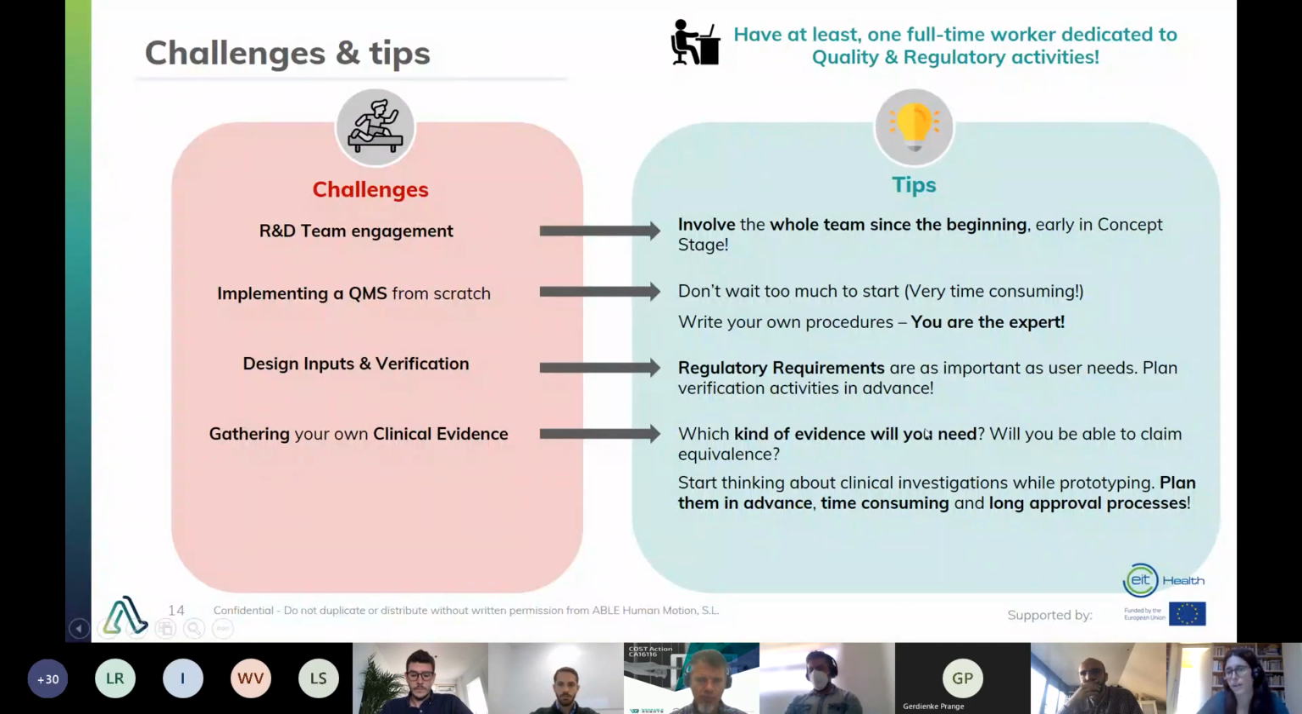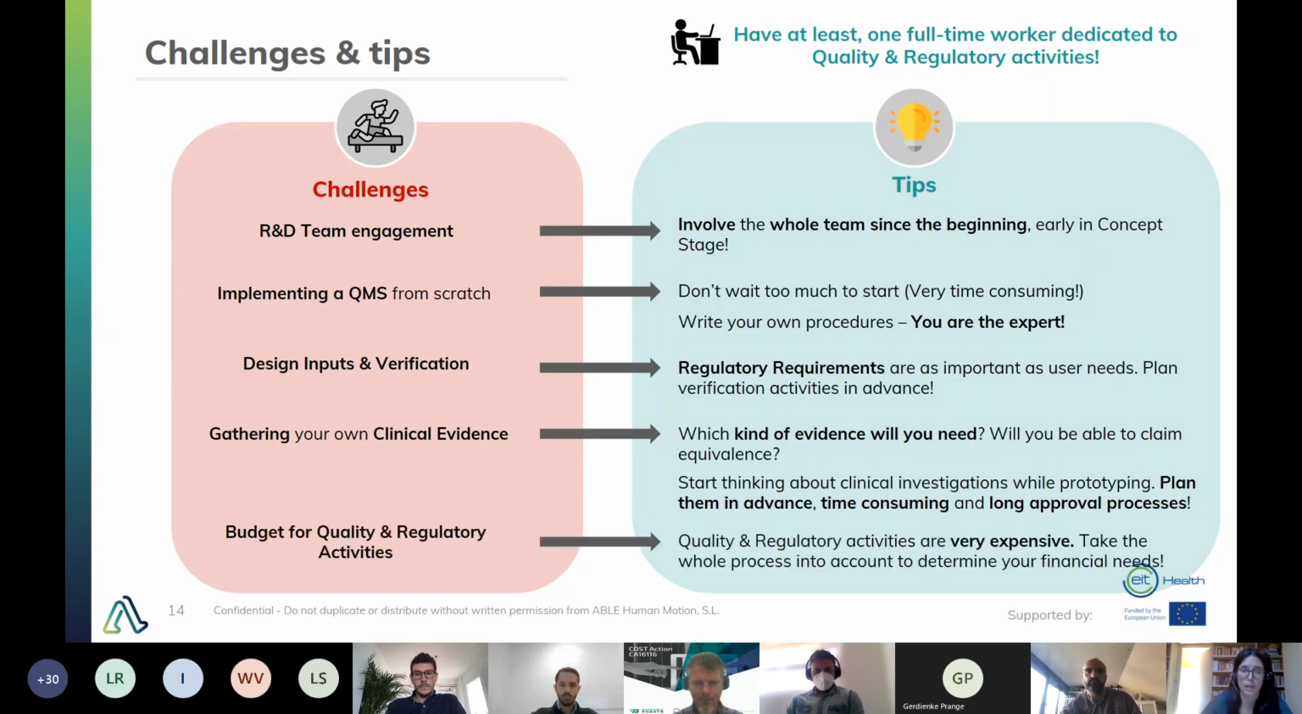And it's important that you have in mind which evidence you will need. And regarding clinical investigations, if you need them, plan them in advance. The approval process is long. It's time consuming. You need to prepare a lot of documentation and do a lot of testing before conducting a clinical investigation. So think about it early in the project, and also try to do it with the most final version of your device to be able to use these clinical investigations for your certification.